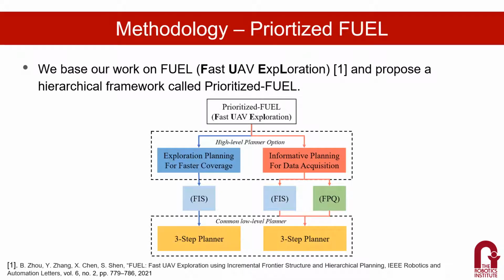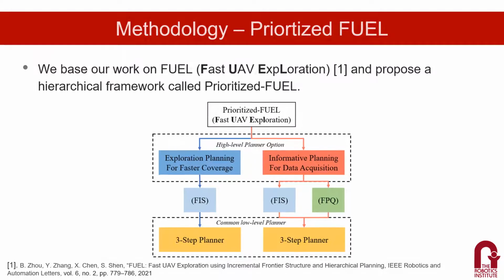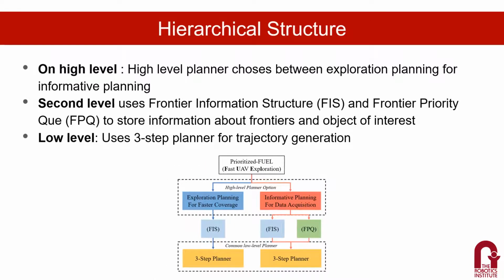Working towards our goal, we propose Prioritized FUEL, which is built on top of the FUEL algorithm, Fast UAV Exploration, proposed by Boyu Zhou et al. The high level of the structure contains two high-level planner choices, which are exploration planning for faster coverage and informative planning for data acquisition. The second level uses Frontier Information Structure (FIS) and Frontier Priority Queue (FPQ) to store information about frontier clusters. FIS was originally introduced by the FUEL algorithm, but we modify it according to our requirements. Also on the second level, we introduce FPQ, which is exclusive to the high-level informative planner. The low-level planner uses a three-step planner.